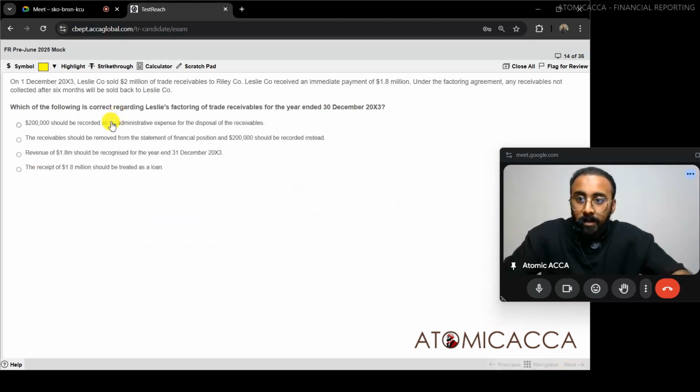Next, which of the following is correct regarding the factoring of trade receivables for the year ended 30th December X3? Okay.